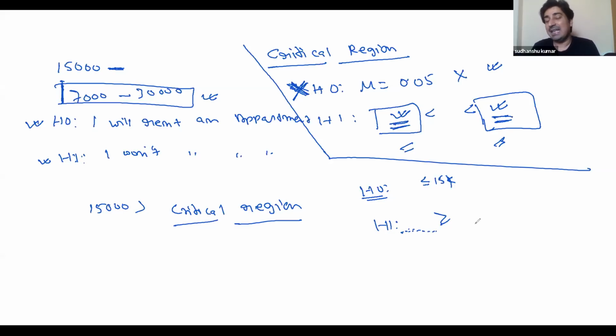Critical region can exist on both sides, or it can exist on one side, like in my previous example. When I was talking about the straw, in this example my critical region can lie in both directions. But in these particular cases, my critical region is available on only one side. So it can be one tail or two tail, and based on that we are supposed to perform the testing operation.